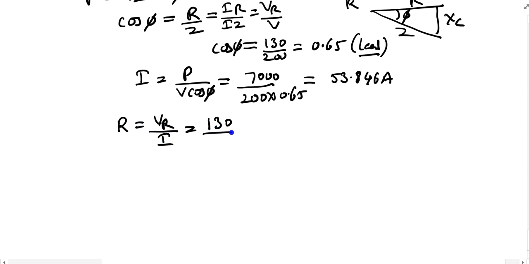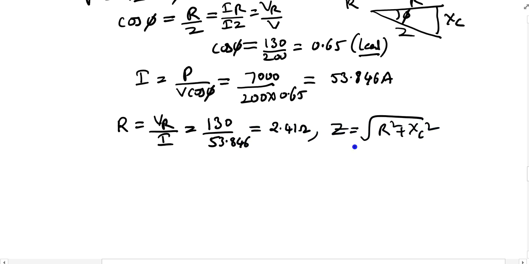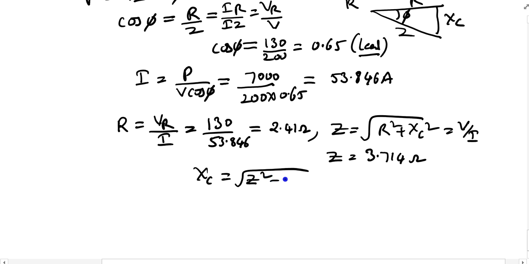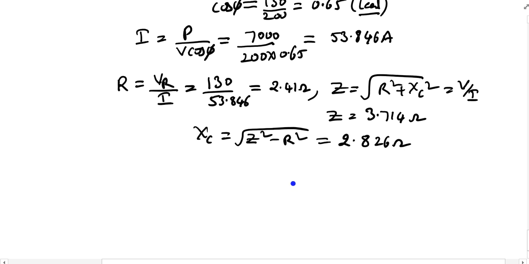So this is what I am doing here. With 53.846 amperes, R is 2.41 ohms. And if you want to calculate Z, you know the relation, Z is V by I. So Z will get 3.714 ohms. Then if you want to calculate XC, it is the square root of Z square minus R square. If you substitute those values, you are going to get the answer.